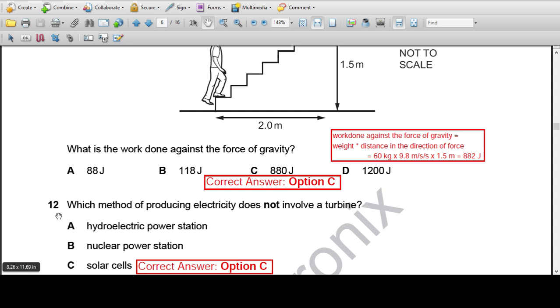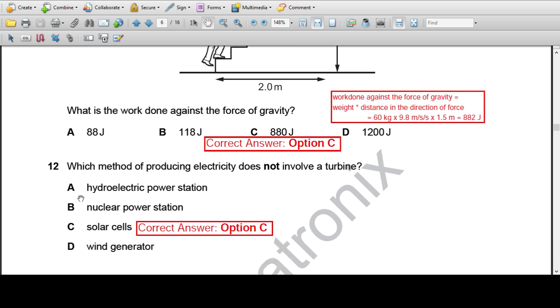Now question number 12. Which method of producing electricity does not involve a turbine? A turbine is a rotating part. So we see that a hydroelectric station has a rotating turbine, and a nuclear power station has a steam turbine. So a turbine is there also. While in a solar cell, we see at a domestic level that there is no turbine. So this option C is correct.